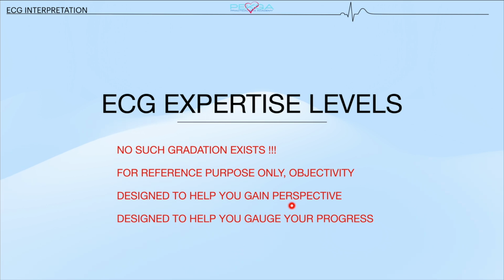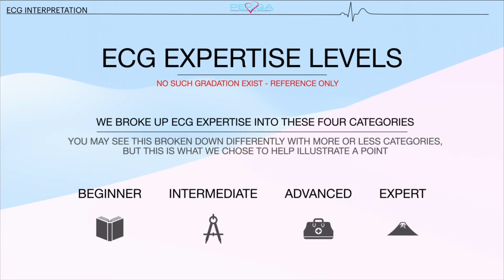So this is designed to help you gain perspective and to gauge your progress if you want to. You can just be watching this video to fall asleep, and that's fine. But you can also gauge your progress. We really tried to be objective here when it came to ECG interpretation because it is a serious diagnostic tool. Now, we broke up the expertise into these 4 categories. Again, you will see this broken down in other places into maybe a lot more categories. But we broke it down into beginner, intermediate, advanced, and expert.